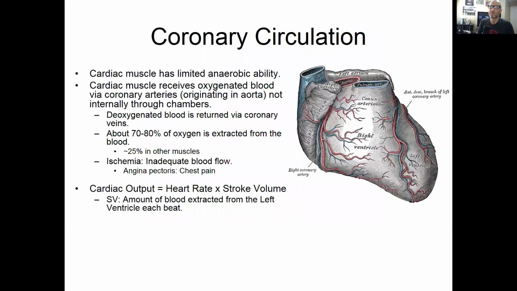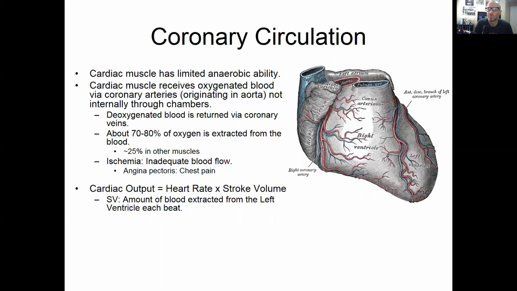All right, so quick reminder on coronary circulation: cardiac muscle has limited anaerobic ability. Cardiac muscle receives oxygenated blood via the coronary arteries. This is the first oxygenated blood really goes to the heart. So the heart gets first crack at any oxygenated blood. Deoxygenated blood is returned via coronary veins. About 70–80% of oxygen is extracted from the blood, 25% in other muscles. So the heart is very effective at extracting oxygen from the blood.